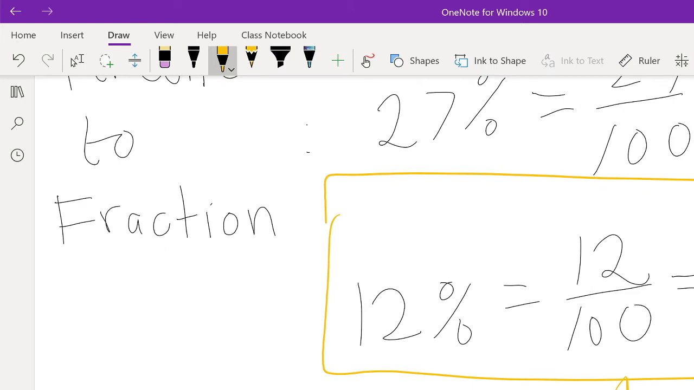So they represent the same thing. I will be looking in your work for the fractions that you give me to be in their lowest terms. So I'll be looking for this result here, 3 over 25.